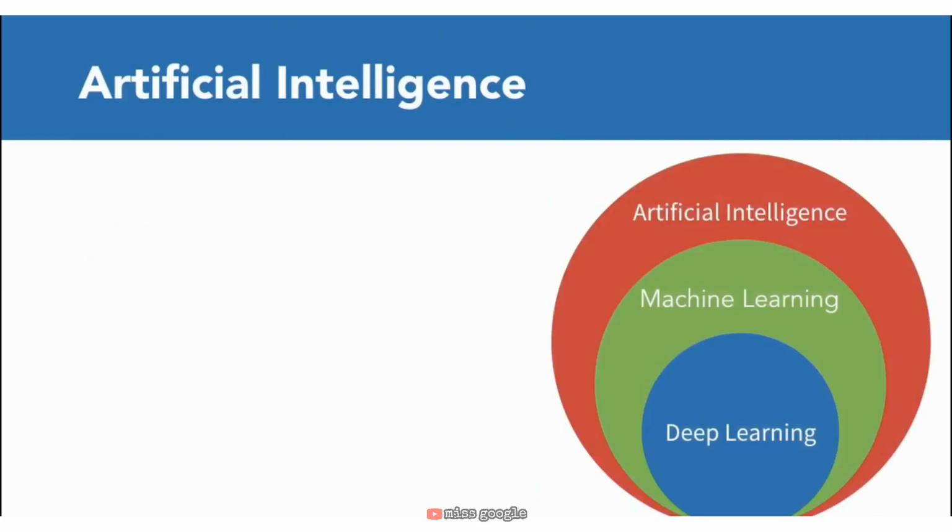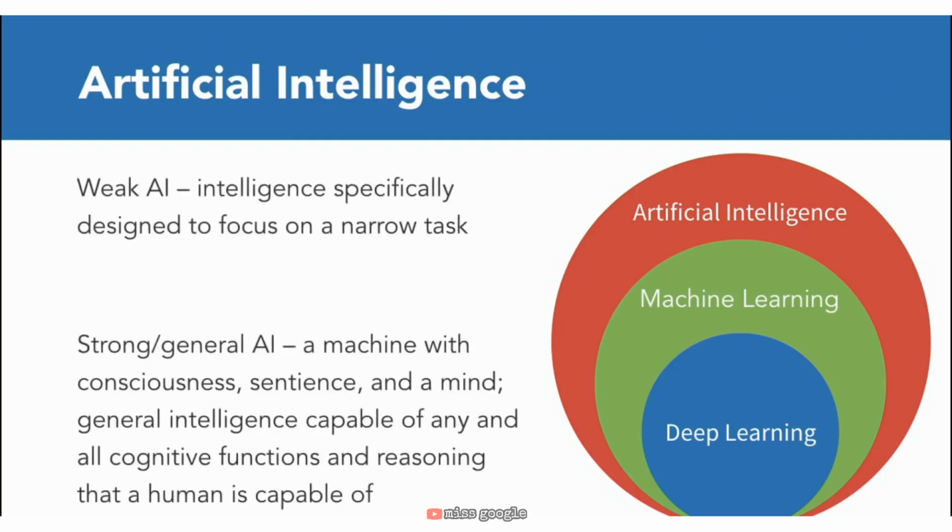Now, the last layer that we're going to add on top is artificial intelligence. Artificial intelligence is a superset of machine learning and deep learning. In defining it, we're going to split it into two separate definitions: weak AI and strong AI. Weak AI is intelligence specifically designed to focus on a very narrow task. The key takeaway here is that weak AI is machine learning, intelligence designed to focus on a very narrow task, like identifying fraudulent credit card charges. But then you're not going to take that model that was built to detect fraudulent credit card charges and recommend Netflix movies to you.